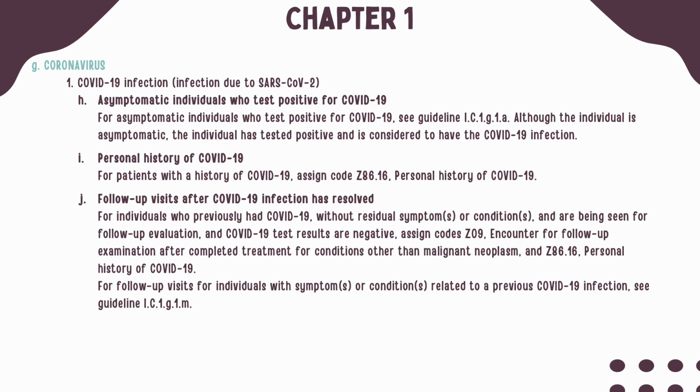When a patient is asymptomatic and has tested positive for COVID-19, you should see the previous guideline regarding coding for confirmed cases. When a patient has a history of COVID-19, you will assign code Z86.16. For an individual who has previously had COVID and there are no residual symptoms or conditions, and there is a negative test result, you should assign code Z09 for the follow-up encounter as well as Z86.16. If symptoms or conditions related to a previous COVID infection are present, then you will see the guidelines for post-COVID infections, which we will go over momentarily.